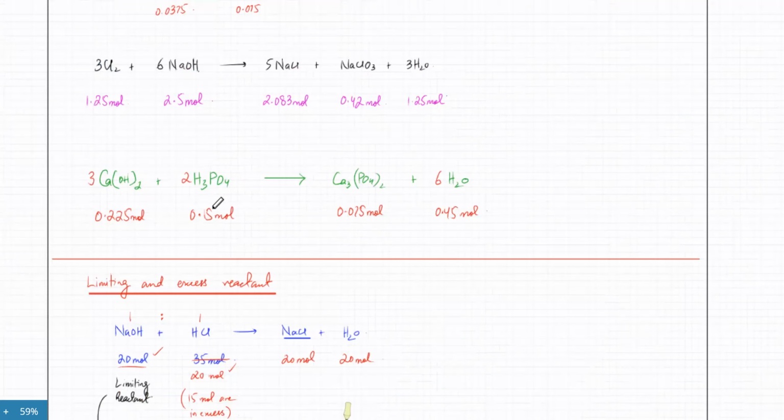If you know the moles of this, 0.15 divided by 2 into 3, that would give you this moles. 0.15 divided by 2 into 1, that would give you this moles. 0.15 divided by 2 into 6 would give you this moles.